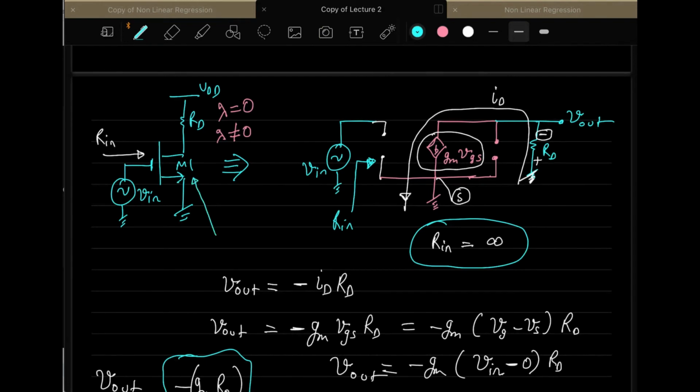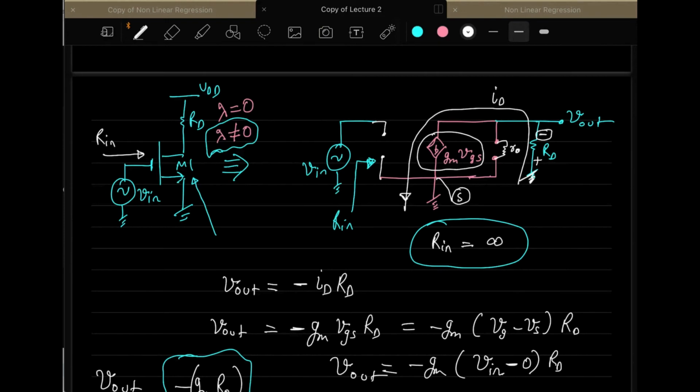You can calculate yourself for lambda not equal to 0. So if lambda is not equal to 0, what will be the value? That only changes this particular thing here. You will have a resistor connected like this, which is having RO. So you can calculate yourself what will be the impact when lambda is not equal to 0.